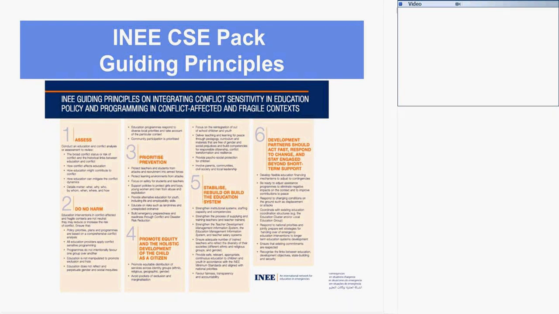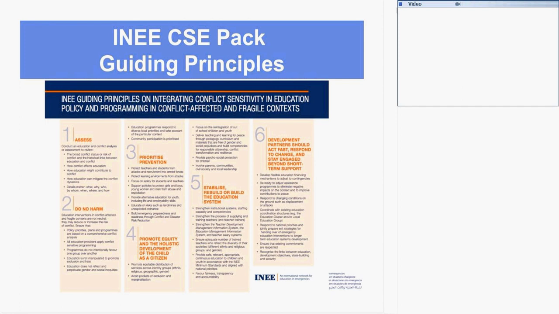Briefly, I'll just discuss each of these six principles. The first is to do with the first step of conflict-sensitive education. Here we want to make sure to develop an education conflict analysis that informs the education intervention. So for conflict-sensitive education, the first step of conflict analysis is key. A second principle is to do no harm. So we ensure that the education program or policy doesn't favor one group over another, or reinforce gender or social inequities, or promote hatred or exclusion.